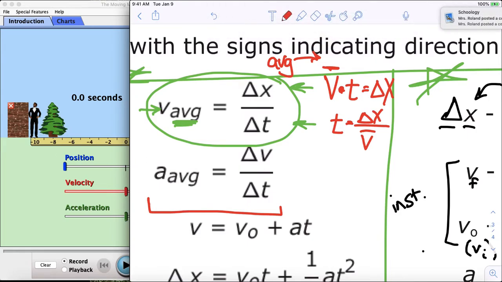Acceleration, we don't really need the word average here. I'll usually just write it as acceleration because we're never going to have a time where we change my acceleration. I might change my speed, but I'm never going to change my rate of acceleration. So my average acceleration, though, equals change in velocity over change in time.